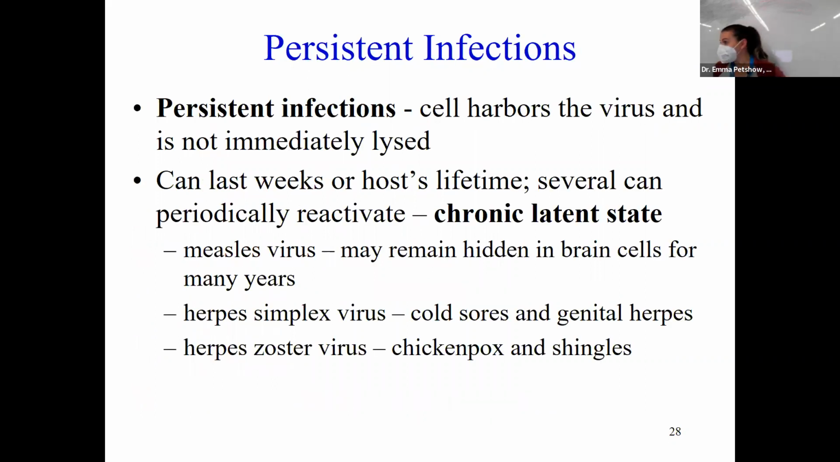So we know as naturopaths and as doctors that there can be persistent infections. Some can actually remain latent, which are ones that are important to know. I mentioned this in a previous presentation, but measles could be hidden in brain cells for many years. Herpes simplex, HSV, cold sores and genital herpes, herpes zoster, chickenpox and shingles. These like to hang out in different cells within the body.